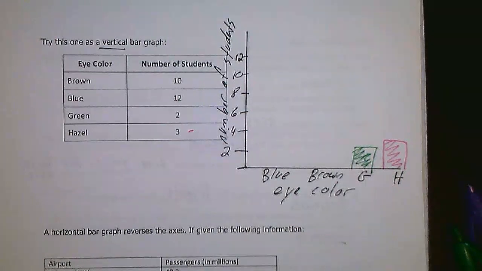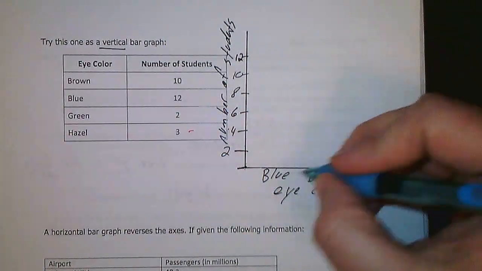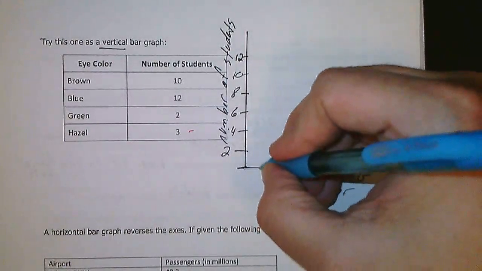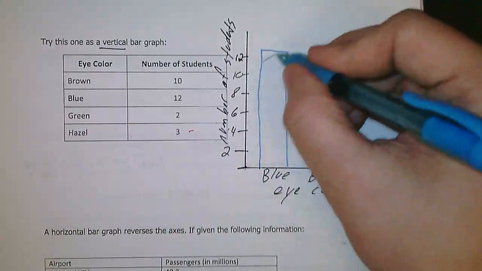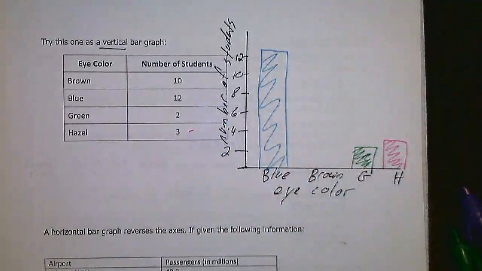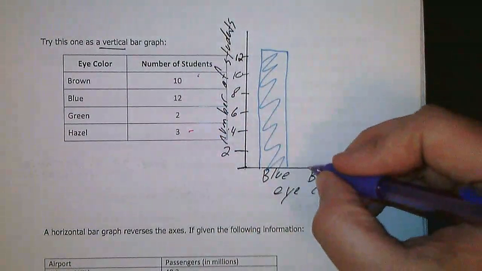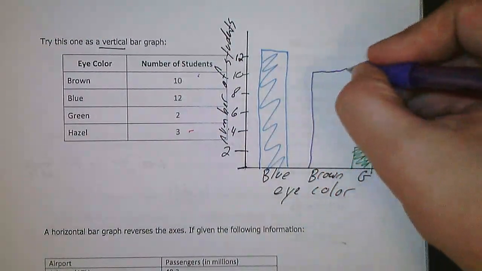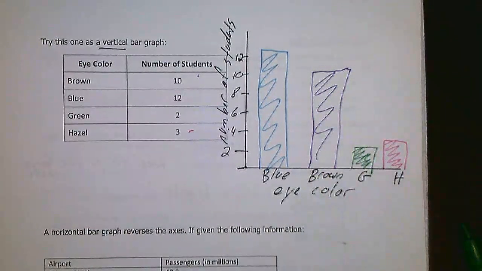How many have blue? 12 students have blue. That's a lot. Here's my blue. And finally, brown. 10 students have brown. Something like that.